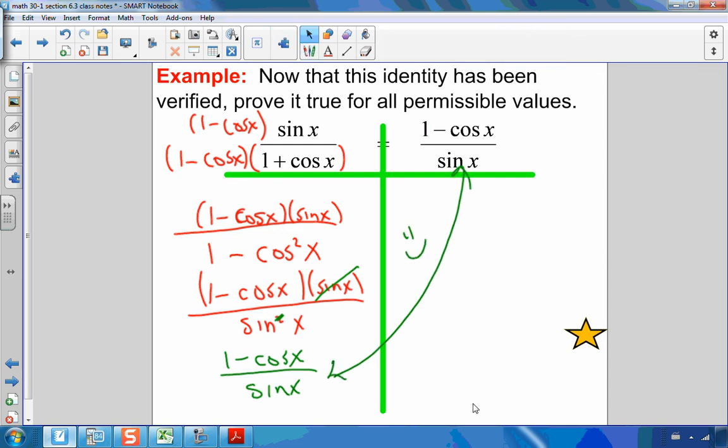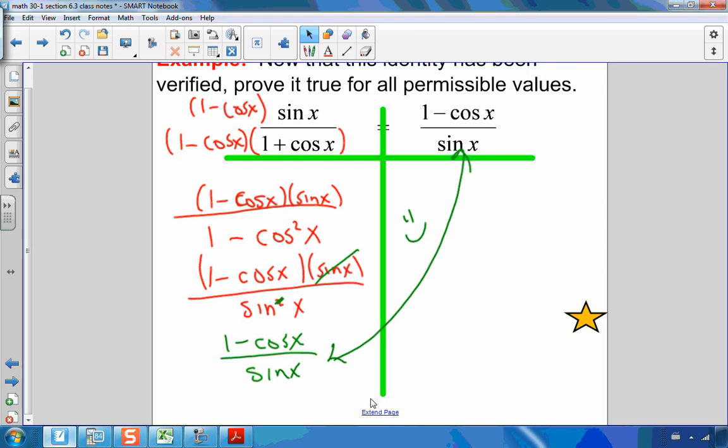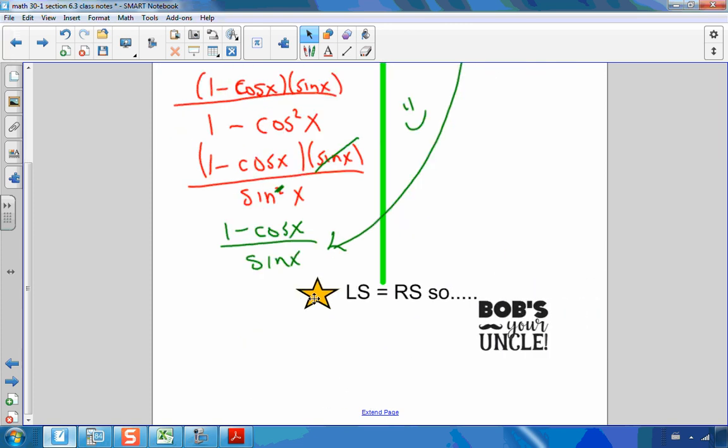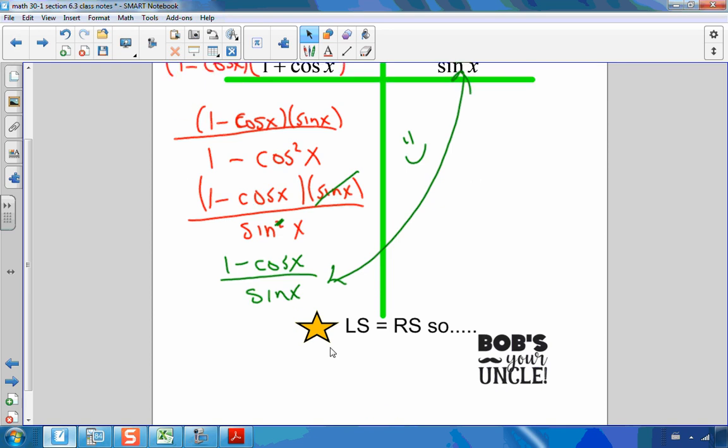It tells me that I've done it, but we're not done the proof yet. Here's the most important step. Left side equals right side, so Bob's your uncle. Okay, now I'm just being silly. I have to end my proofs with Bob's your uncle. I'm okay if you just want to stick to left side equals right side. But if you want to spice it up and have a little bit of fun, end it by adding also Bob's your uncle.